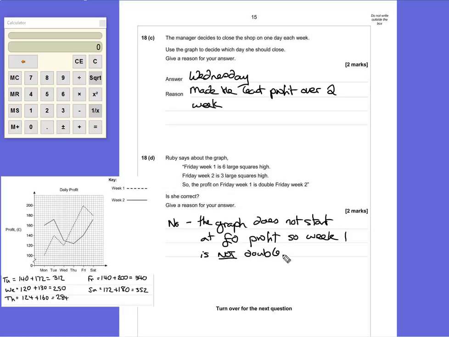You could also use the numbers to back this up. So in week 1, we said that being the highest number was 200. But week 2 was 140. So your numbers also back up that it's not double. Should be enough to give you 2 marks.